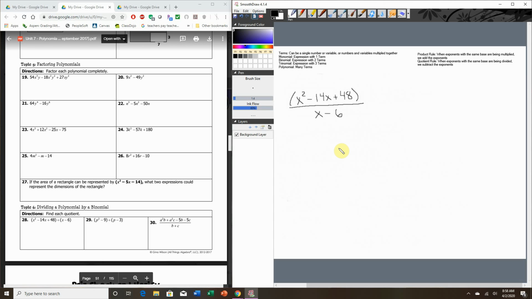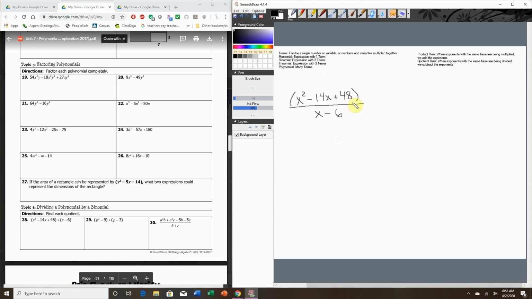Okay, looking at 28, now we have to divide a polynomial by a binomial. Okay, so we have x squared minus 14x plus 48 divided by x minus 6. Okay, so we have a trinomial at top. We have 3 terms. Now we have 2 terms. We have x minus 6. So how are we going to divide this?